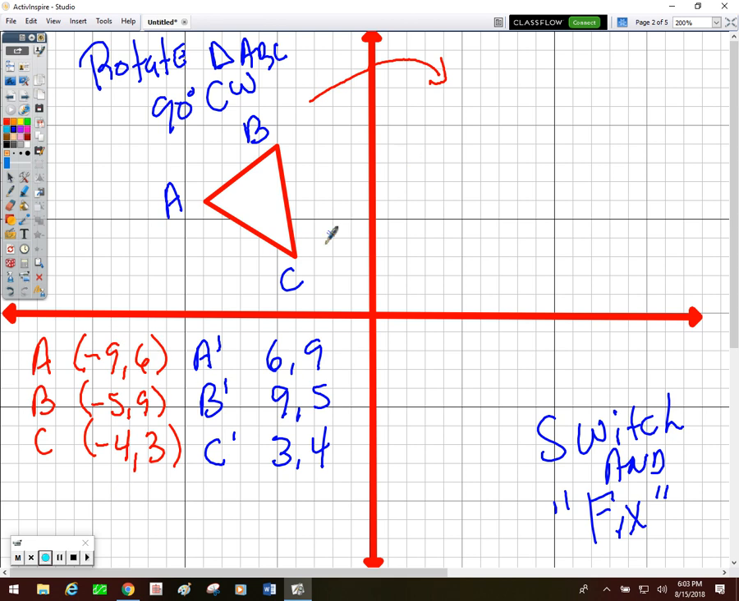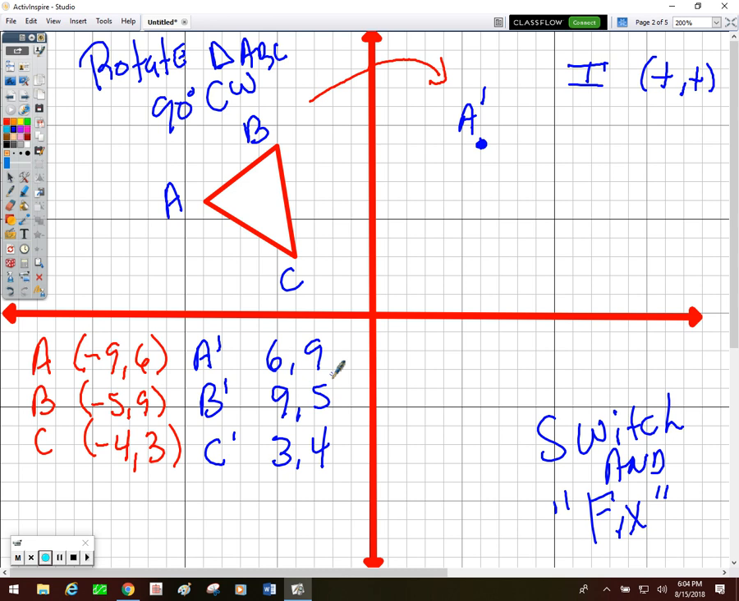Now, quadrant 1 is the quadrant I'm in, and in quadrant 1 the x is positive and the y is positive. So all I have to do now is graph this. Let's graph A prime: 1, 2, 3, 4, 5, 6, and then 1, 2, 3, 4, 5, 6, 7, 8, 9. There is A prime. Again, remember, I'm counting lines, not boxes. Don't get caught up trying to count those boxes. We're counting the lines.